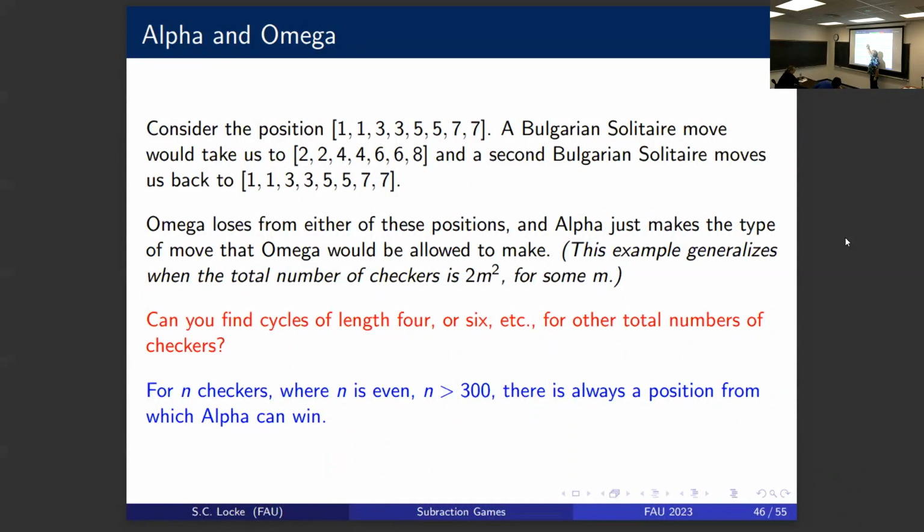And you can do this if you have 2m squared, right? There's 18 here, right? I think, no, maybe not 18. Let's see. 7 plus 7 is 14, 24, 30, 32. Okay, so there's 2 times 16 there, right? 2 times the square, okay? Anytime it's 2 times the square, I can write that type of pattern. Alpha can win if he's in that pattern. So there are an infinite number of places where Alpha can win.